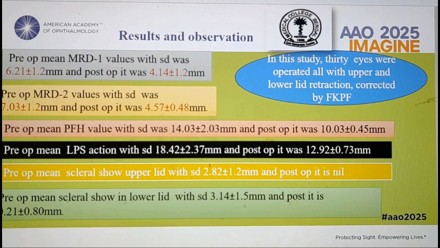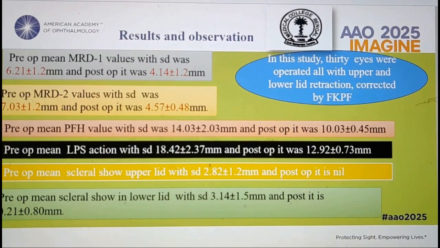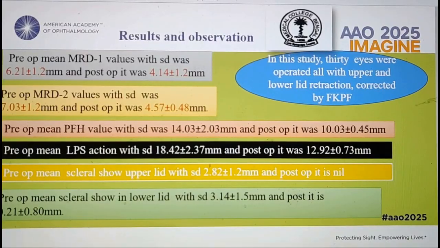Coming to results and observations: pre and post-op MRD values. MRD1 value is pre-op 6.21 with standard deviation, post-op 4.14 with standard deviation. Pre-op MRD2 value is 7.03 with standard deviation, post-op it is 4.57 with standard deviation. Pre-op PFH value is 14.3, post-op 10.3 mm.